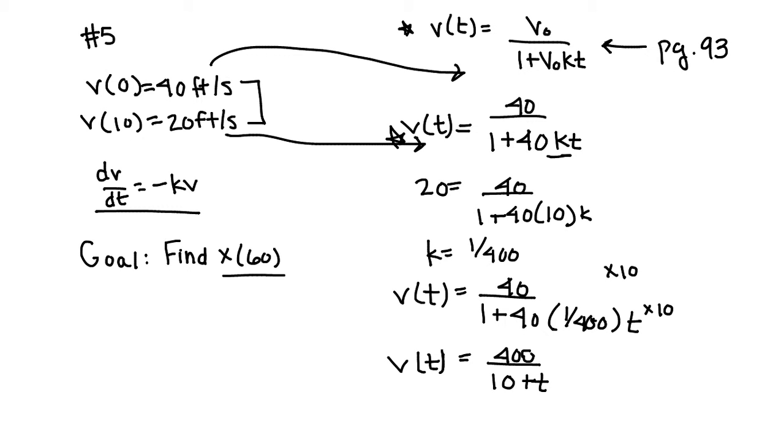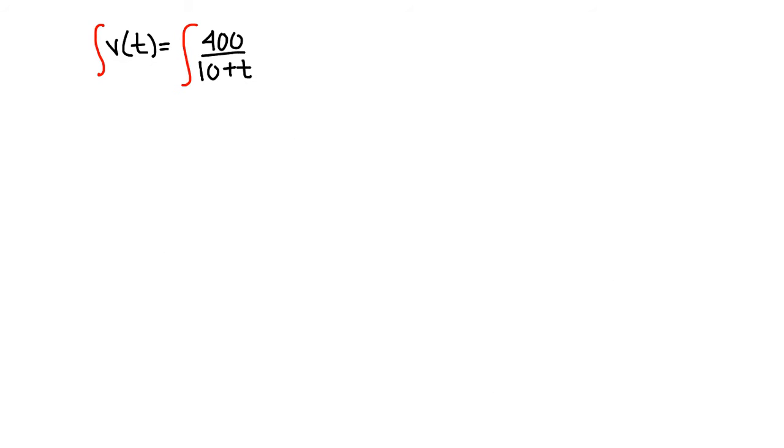Since our goal is to find the position at time 60, I think it'd be good for us to have a position function. In order to get a position function, we are going to integrate the velocity function. So as I was saying, we're going to integrate both sides, and when you do that, you're going to get the resulting position function.